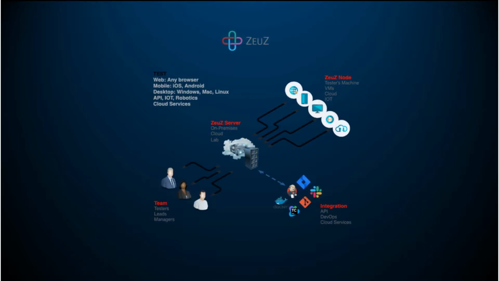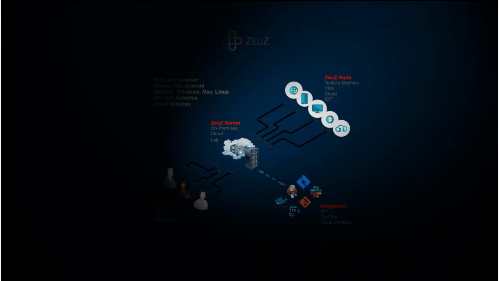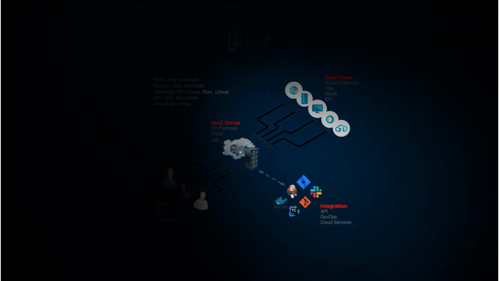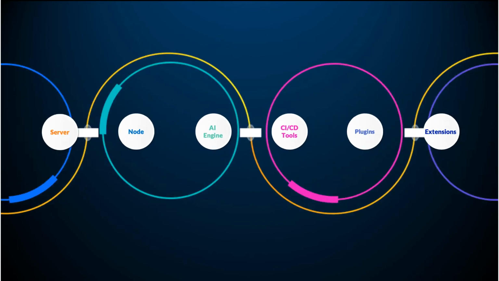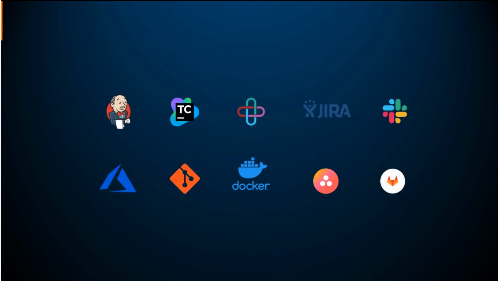Great, let's look at the next exercise. The main ZeuZ architecture consists of the ZeuZ server and the ZeuZ node. But ZeuZ also offers other plugins and tools to help you with automation. For example, our Jenkins plugin allows you to configure your CI/CD pipeline and deploy automated tests right inside Jenkins.